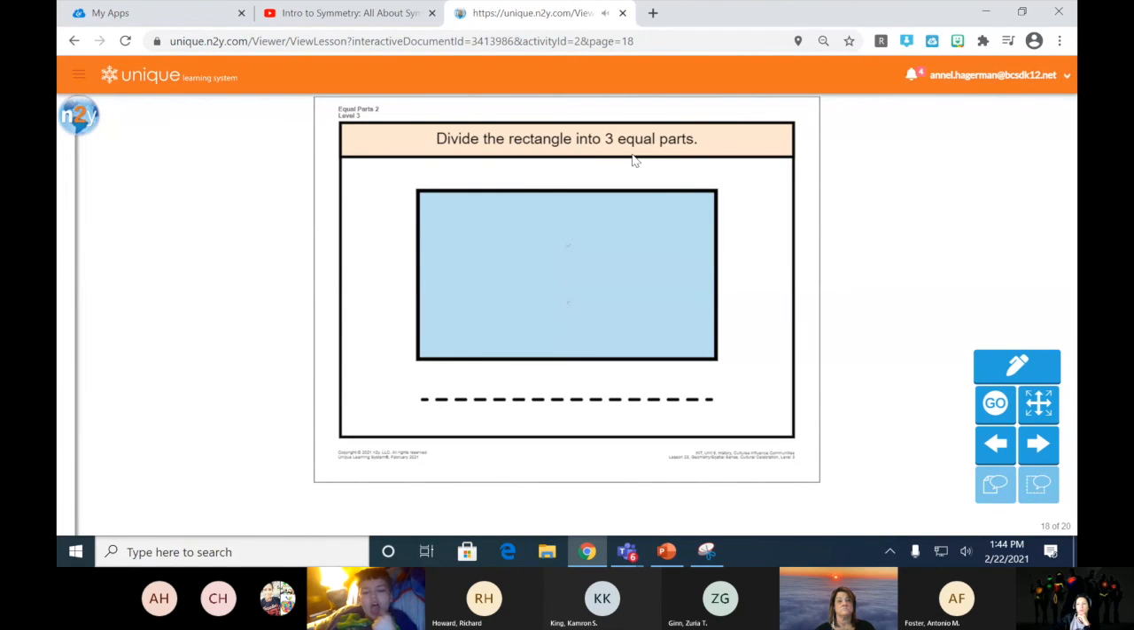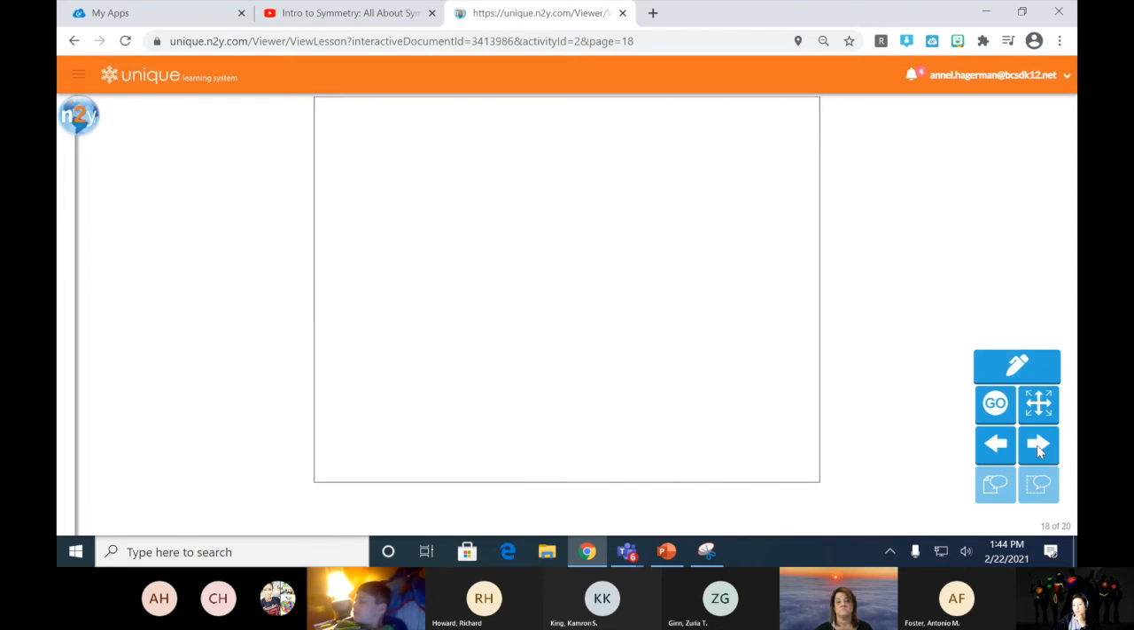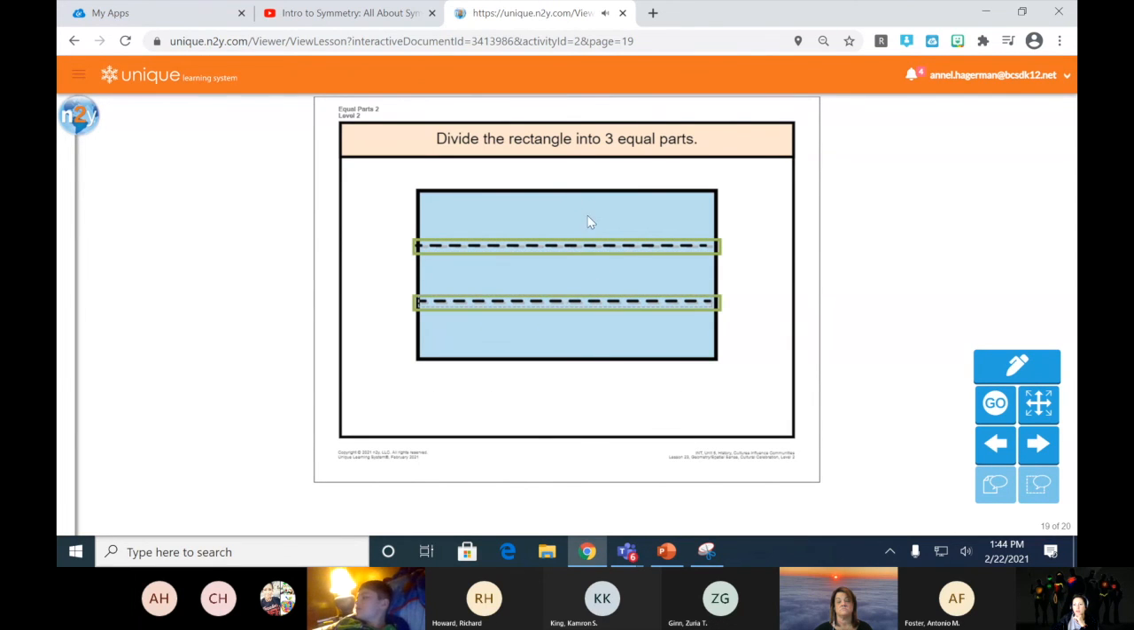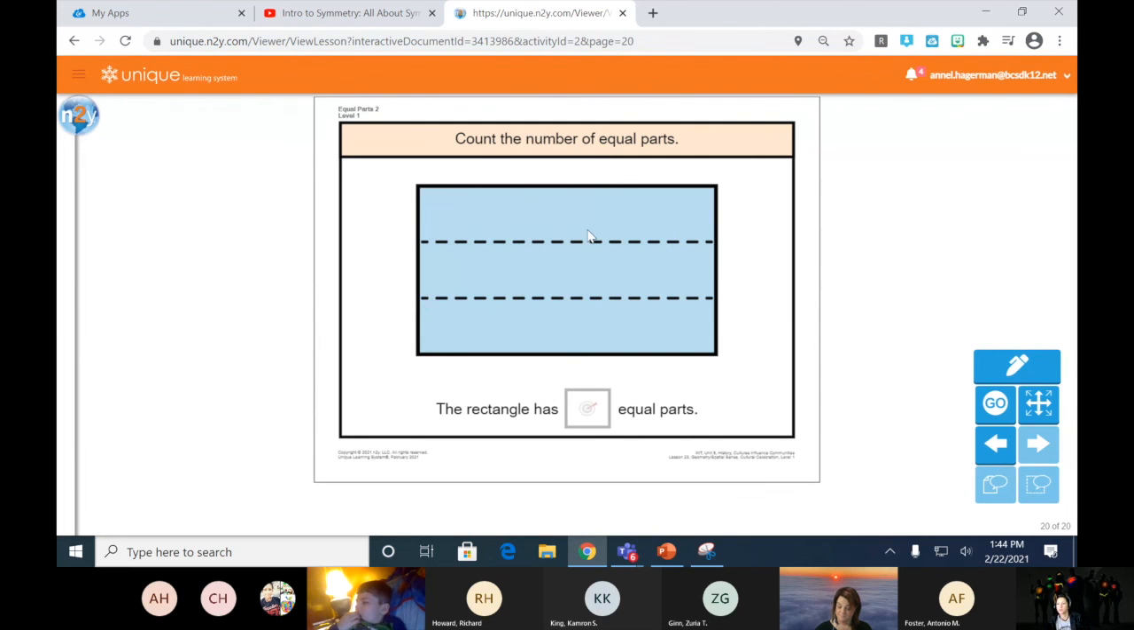Divide the rectangle into 3 equal parts. So it wanted 1, 2, 3. That's why I made 3 equal parts there. Divide the rectangle into 3 equal parts again. So you actually need to have 2 lines there so you can have, this is 1 equal part, this is 2 equal part, this is 3. Count the number of equal parts. Let's see, 1, 2, 3.